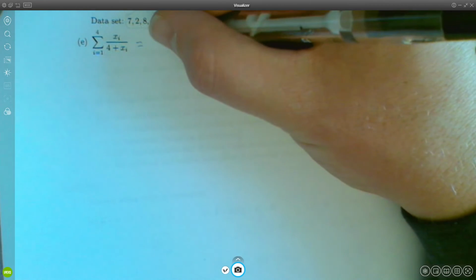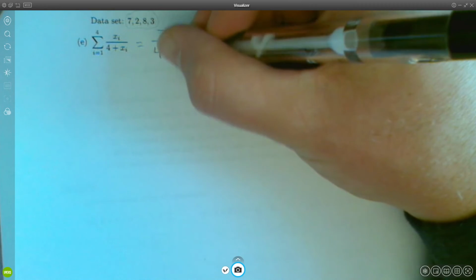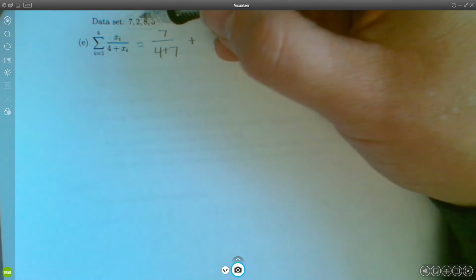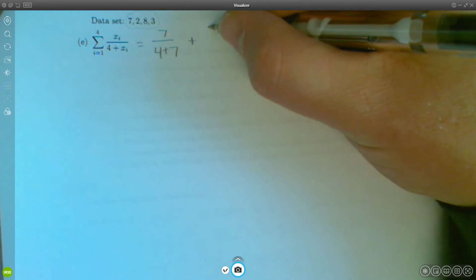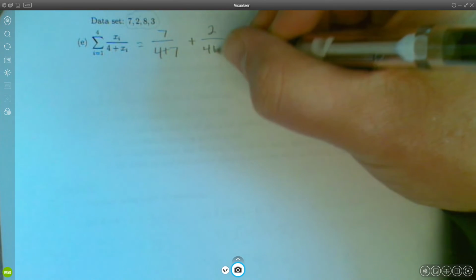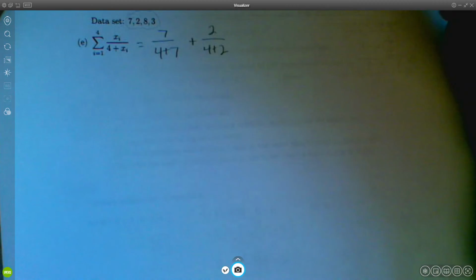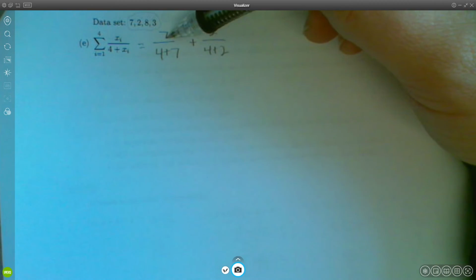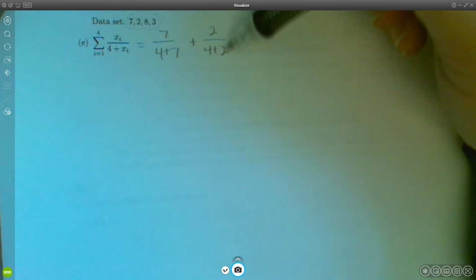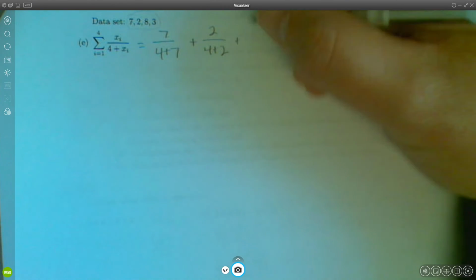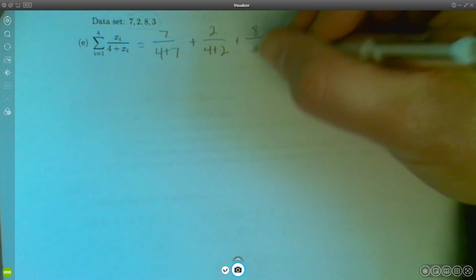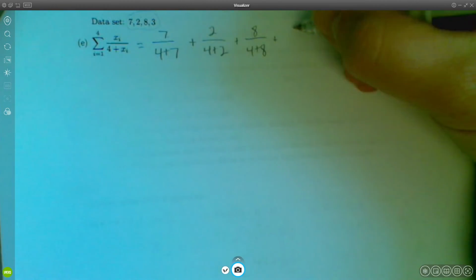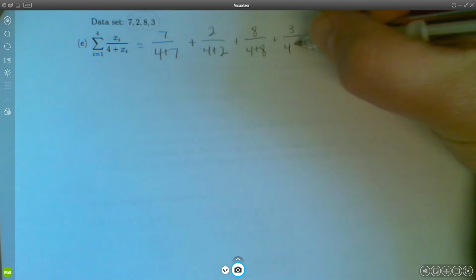That's 7. So this is going to be 7 over 4 plus 7 plus. Then I'm going to do the second value in the data set. That's 2. So it's going to be 2 over 4 plus 2. Okay, do you see what I'm doing? I'm replacing these xi's with the first value in the data set and then the second value in the data set. I'm going to do that again. This is 8 over 4 plus 8. And then the last one is 3 over 4 plus 3.